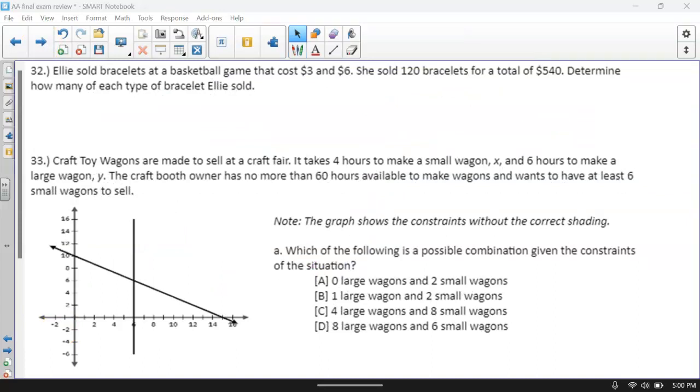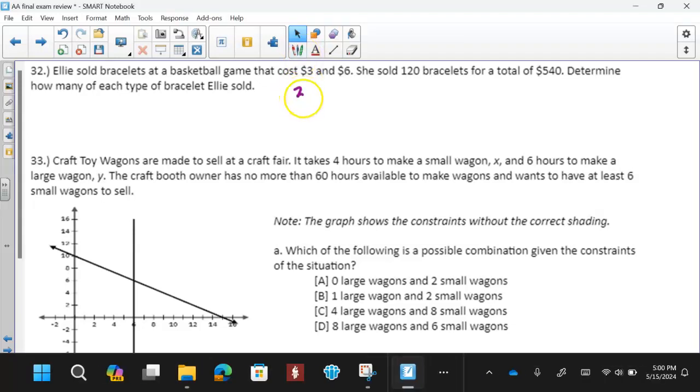And so now here with question 32, we have two variables. We've got different bracelets that cost $3 and $6. So two different bracelets, so X and Y. So here I've got 3X plus 6Y. Well, keep the money together. She sold 120 bracelets for a total of $540. So keep the money together. So if these were sold for 540, 3x plus 6y is equal to 540.